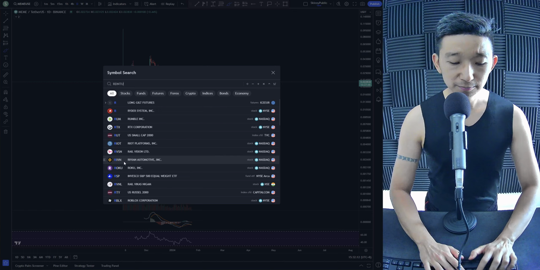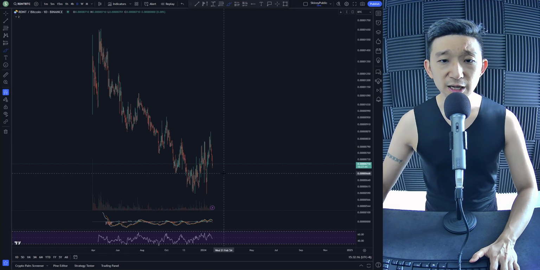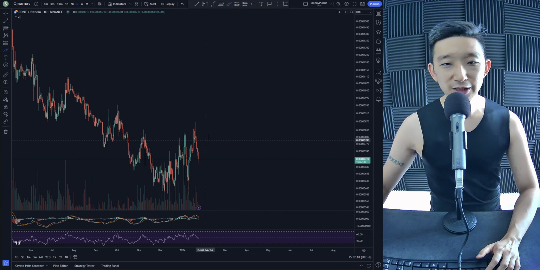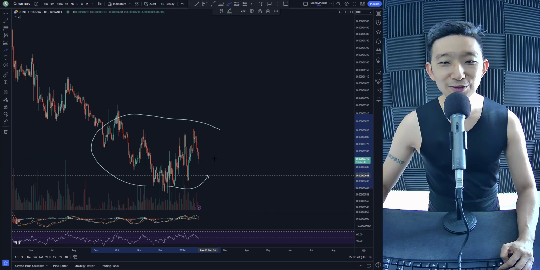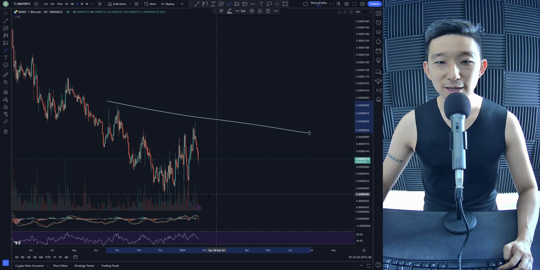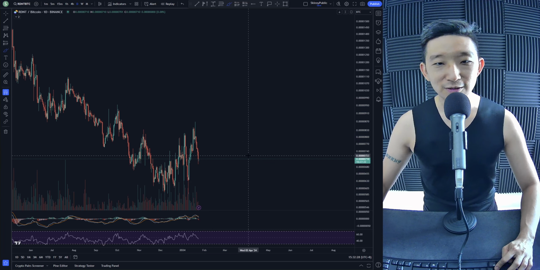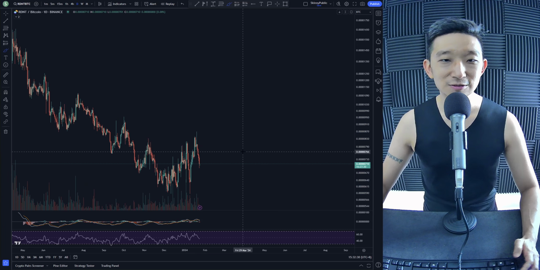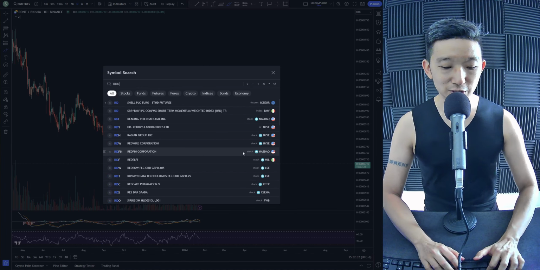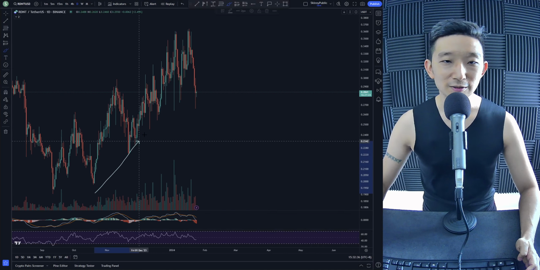Radiant Capital. Let's look at the BTC pair first. Anything for Radiant? No. Does this look like any sort of a bullish reversal? No, not yet. Maybe we might get a nice squeeze here, but for now, I just don't see it yet. So I preach caution here.